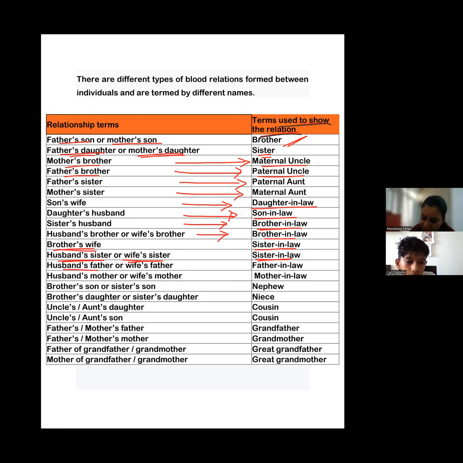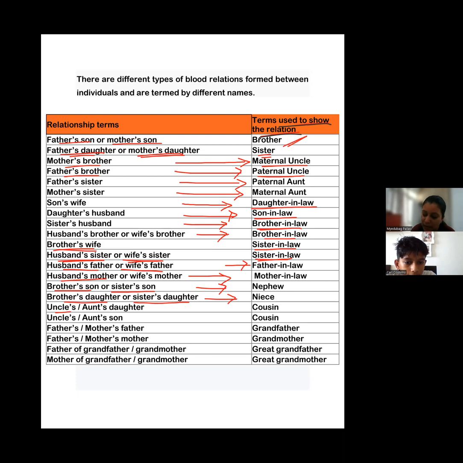So, husband's father or wife's father will be father-in-law. My husband's father will be my father-in-law, and husband's mother or wife's mother will be mother-in-law. Brother's son or sister's son will be nephew, and brother's daughter or sister's daughter will be niece.